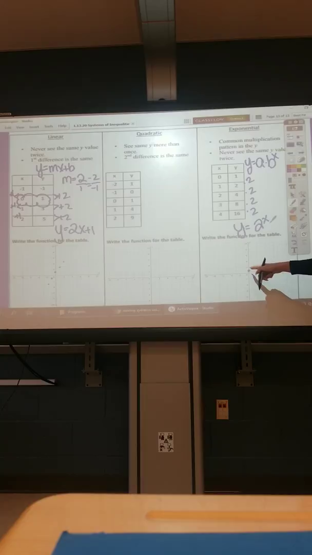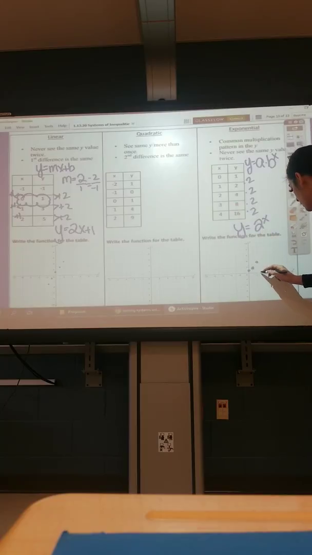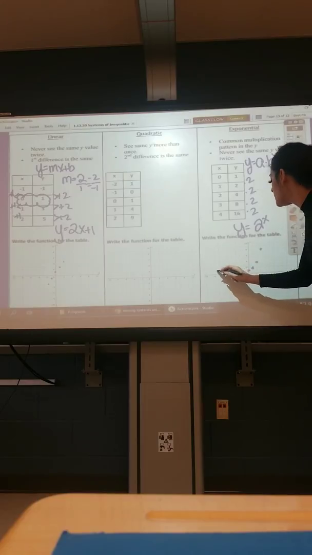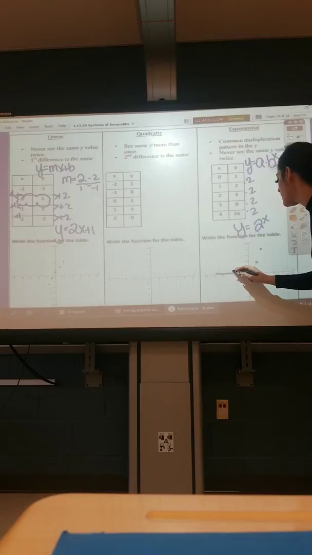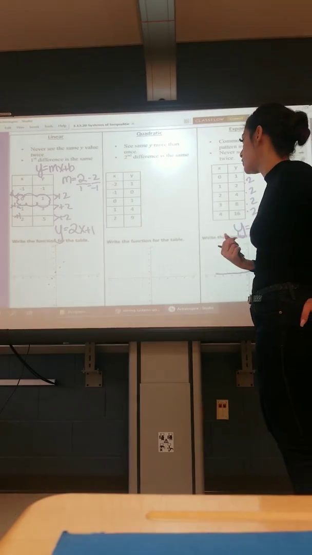So my next point would be over 1, up 2, and then over 2, up 4. I'm just getting it from the table. Over 3, up 8. And that's really all I'm going to be able to fit in this graph. But it would end up approaching the x-axis really close and then begin to curve up and grow very quickly. An exponential function grows really quickly.